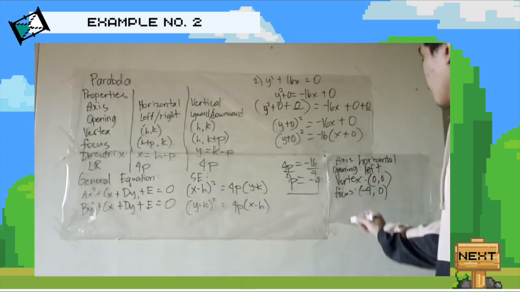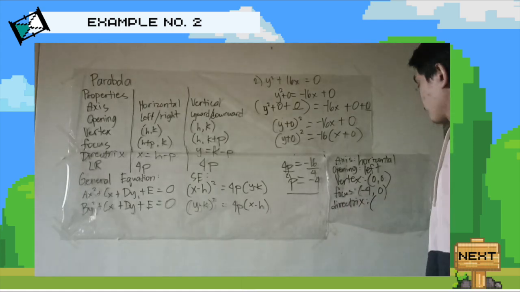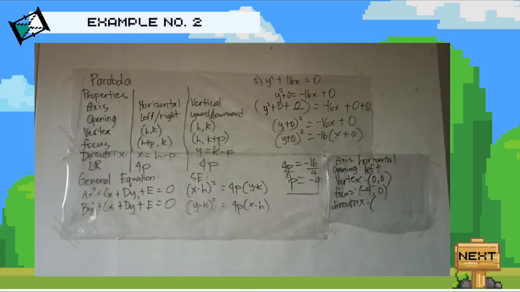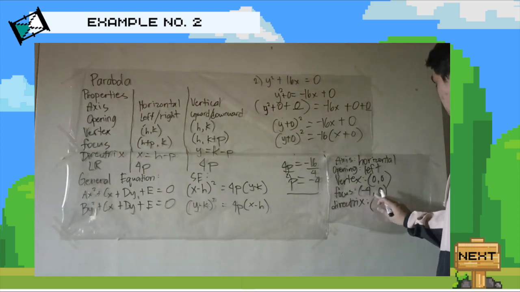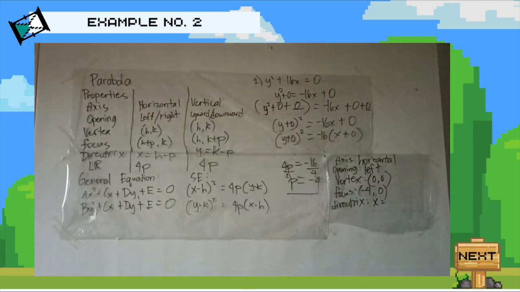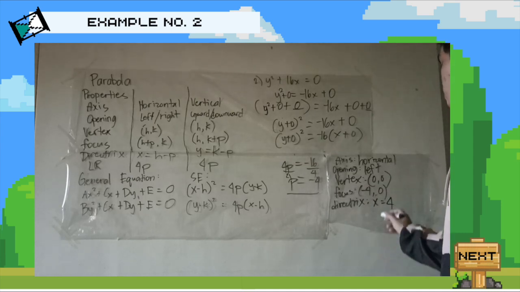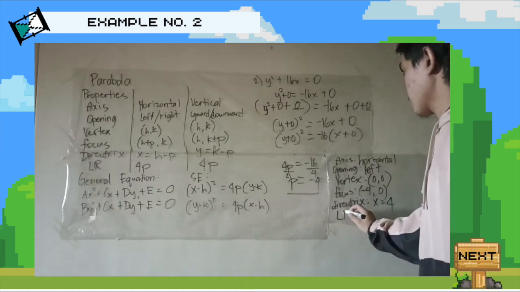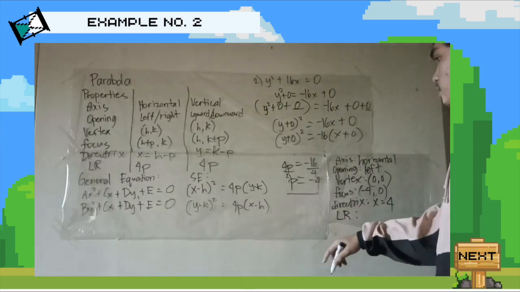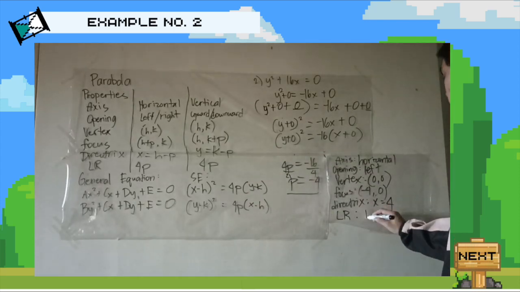Okay. Next is directrix. Directrix. Okay. For directrix in horizontal, that is x. That is x is equal to h minus p. So what is our h here? That is 0 minus negative 4. So 0 minus negative 4, that is positive 4. So x is equal to 4. And lastly our LR is the 4p. What is our 4p? Negative 16. But LR should always be positive, therefore it is 16.